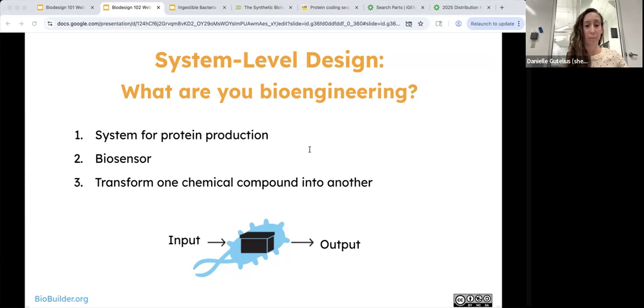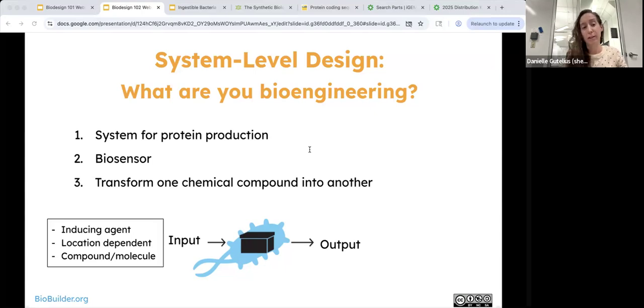From there, you're going to define the inputs and outputs of your system. Your input is going to be the signal that triggers your system to perform its function. Okay, so that could be a few different things. It could be an inducing agent that you are going to provide for your system. So you're going to tell it when to do its function by providing the input. It could be a signal that's location dependent. Maybe you don't want your system to perform its function unless it's in a specific environment or a specific part of the body. So you would have to pick some sort of signal that would be specific to that location.